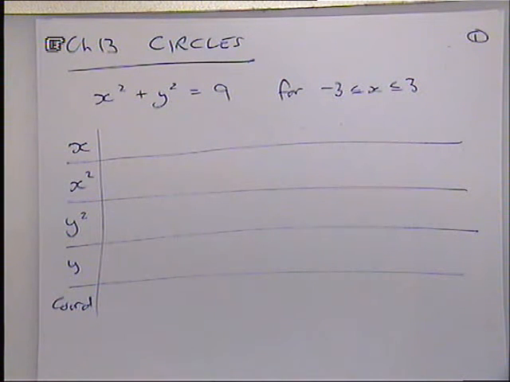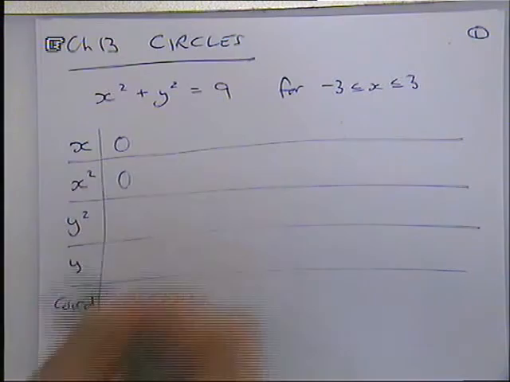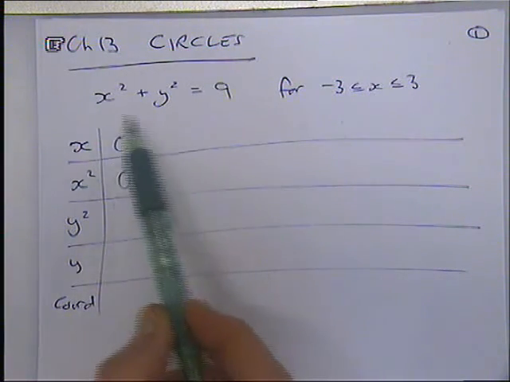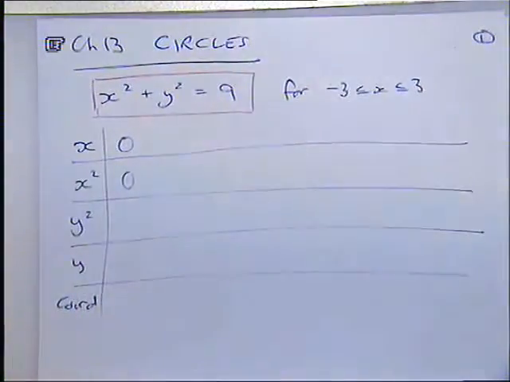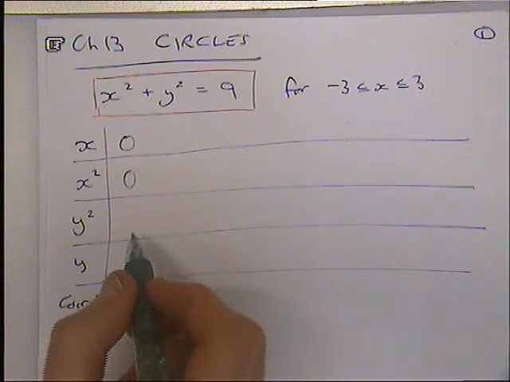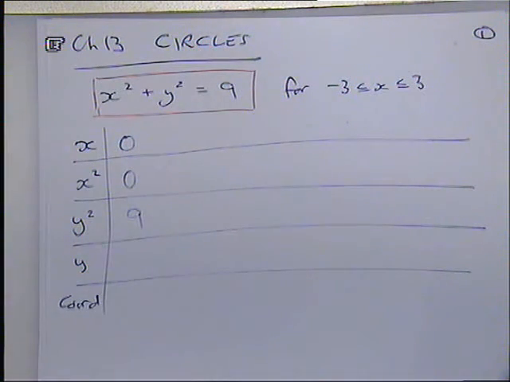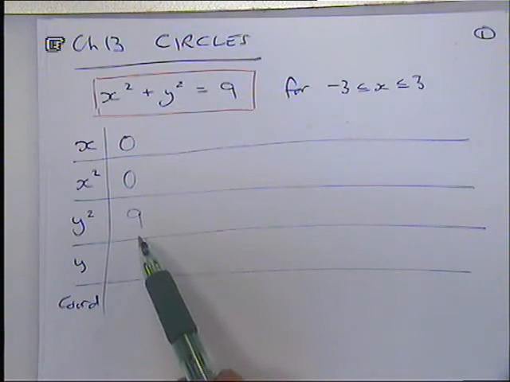So, we are going to start off with this table looking at what happens when x is 0. When x is 0, what is x squared equal to? 0. Now, the equation we're looking at is this equation up here. Let's put that in a red box to make it stand out. Now, if x squared plus y squared has to equal 9, and we've just worked out x squared equals 0, what has y squared got to be? 9. Because up here it says x squared plus y squared's got to equal 9. And if x squared is 0, y squared's got to equal 9.